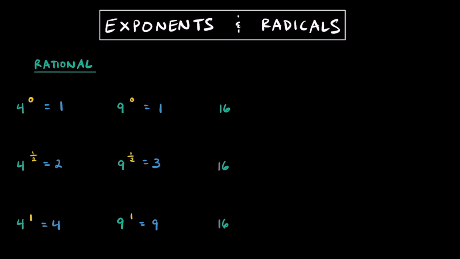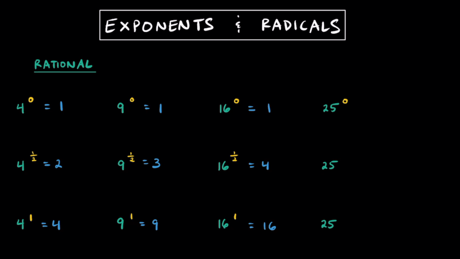Now let's try it with a base of 16. So we have 16 to the 0th power, 16 to the 1/2 power, and 16 to the first power. As we know, 16 to the 0th power is equal to 1, and 16 to the first power is just equal to 16. What do you think 16 to the 1/2 power is equal to? If you were thinking 4, then you're absolutely right.